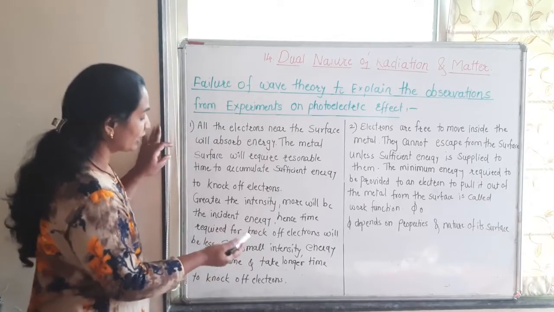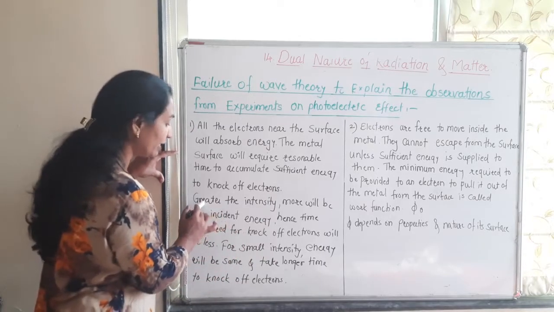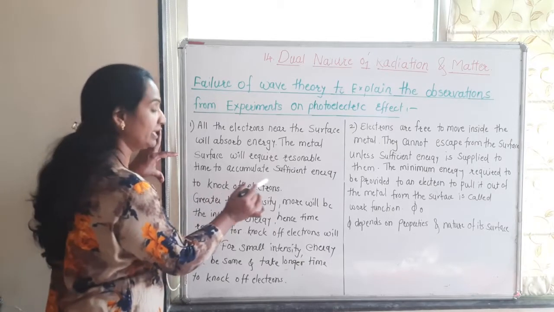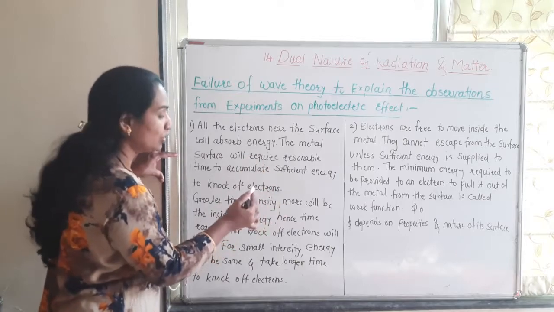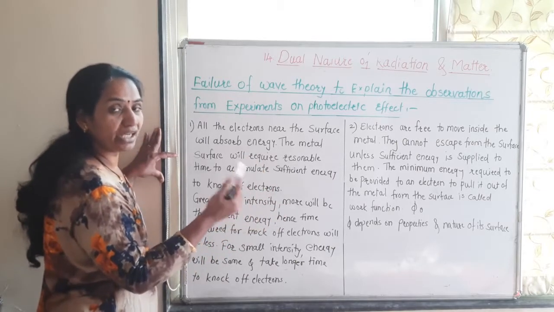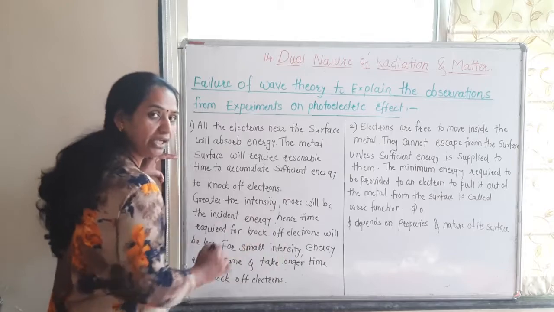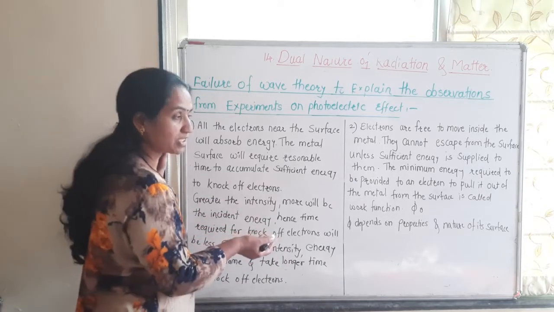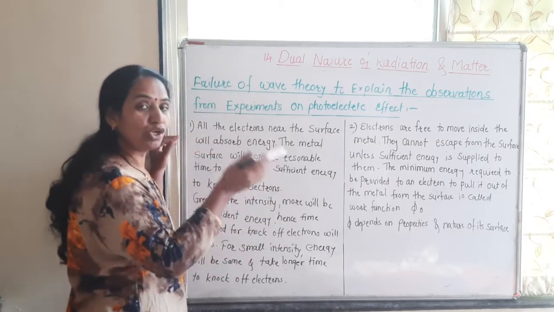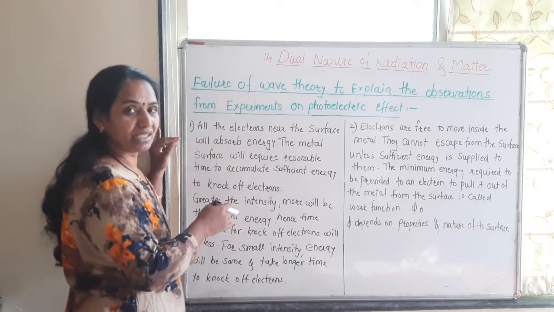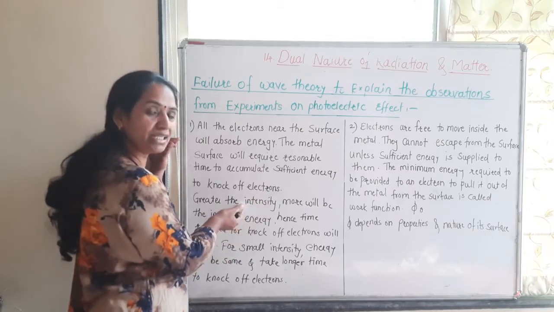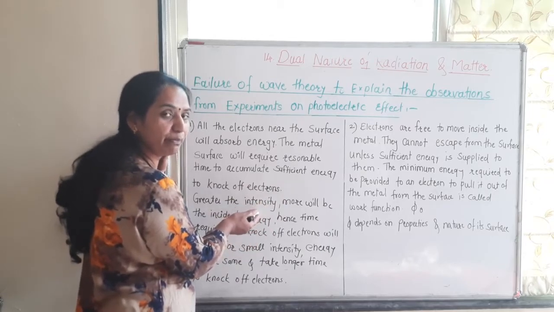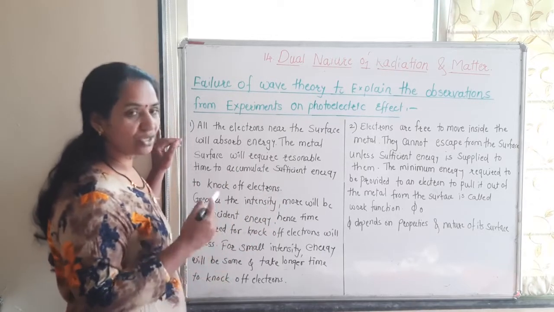And if the intensity is lower, then the energy will be less, so it takes longer to knock off the electrons. These assumptions contradict the observations, that the kinetic energy does not depend upon the intensity. But here, if the intensity is more, then more electrons are knocked off, so it depends upon the intensity. This is the contradiction.